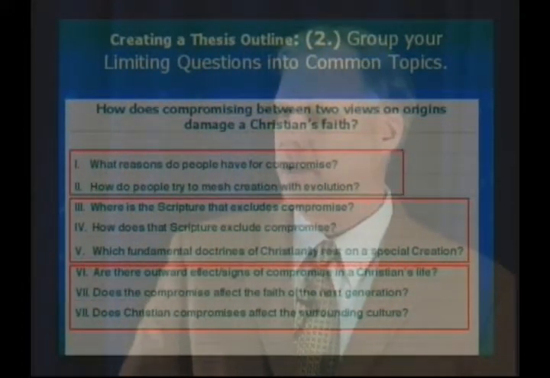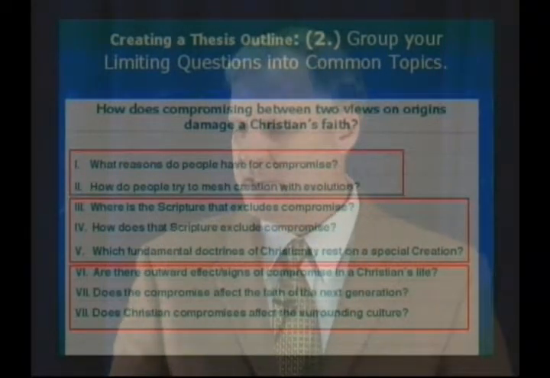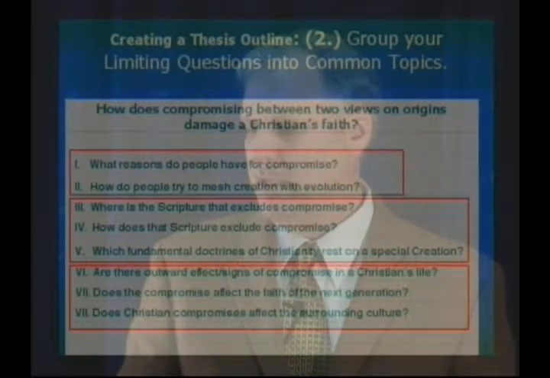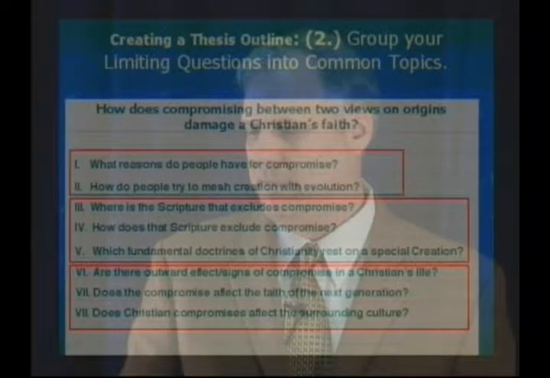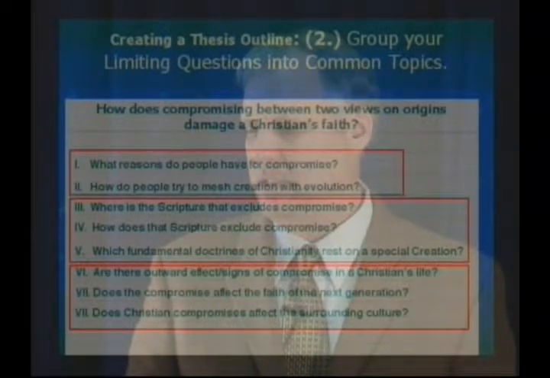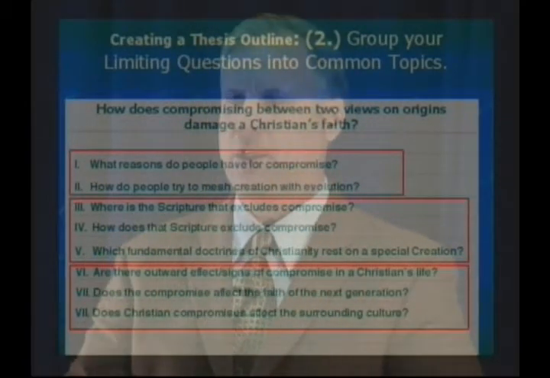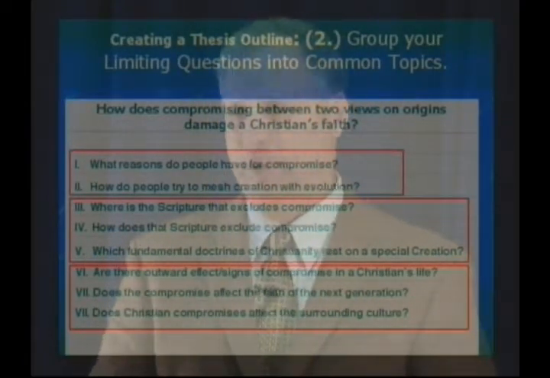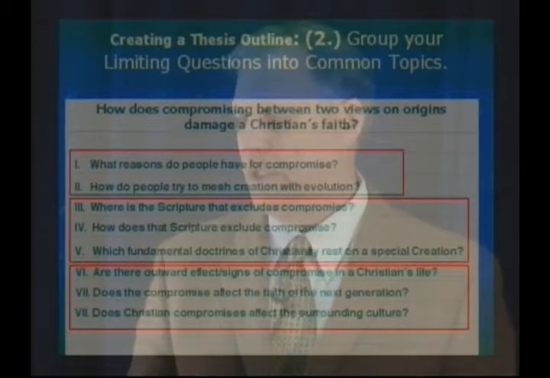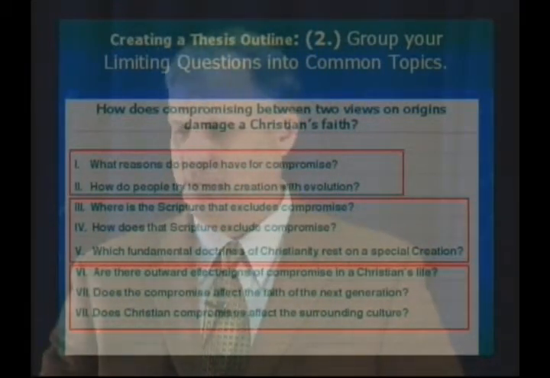Third group, the last 3 items. Outward effects of compromise in the Christian's life. Does compromise affect the faith of the next generation? Does Christian compromise affect the surrounding culture? So you've taken your limiting questions and you've refined them. Now you've brought them back into a grouping, and that's the second level of creating a thesis outline.